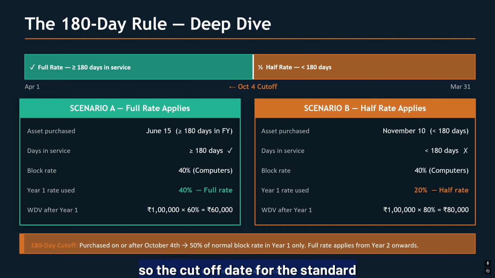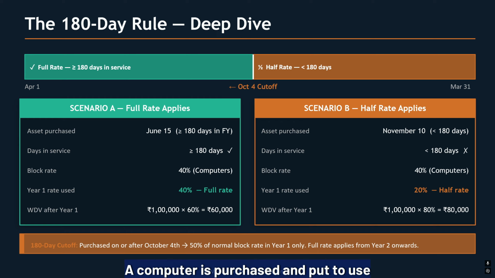So the cutoff date for the standard April to March year typically falls around October 3rd or 4th. An asset put to use on or before that date gets a full rate. An asset put to use after that date, around October 4th through 31st March, gets only 50% of the normal rate in the first year.